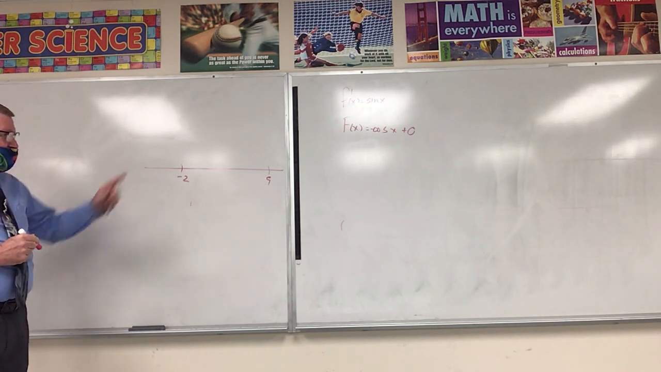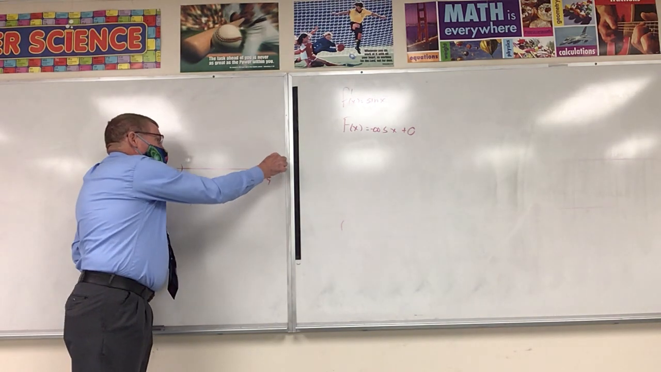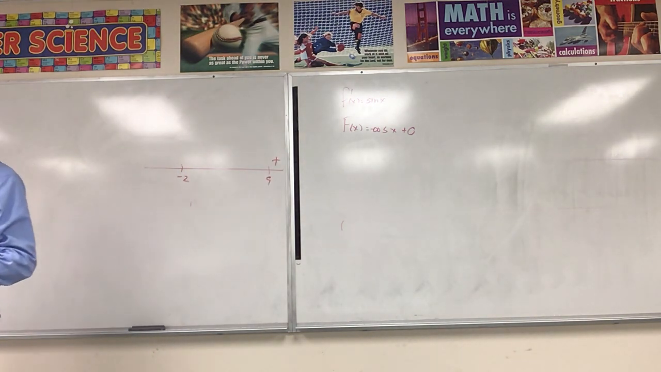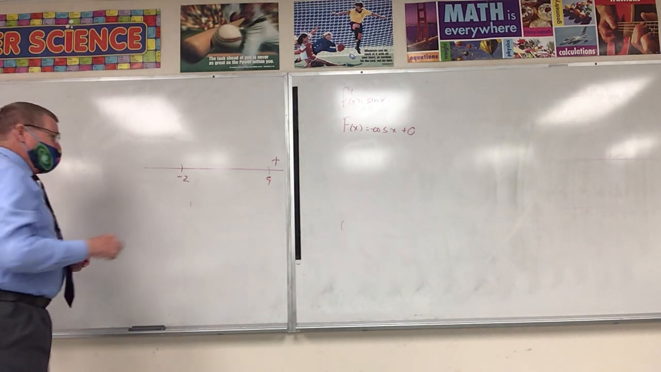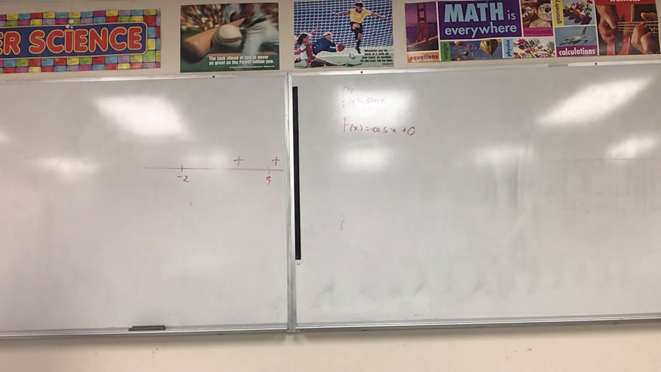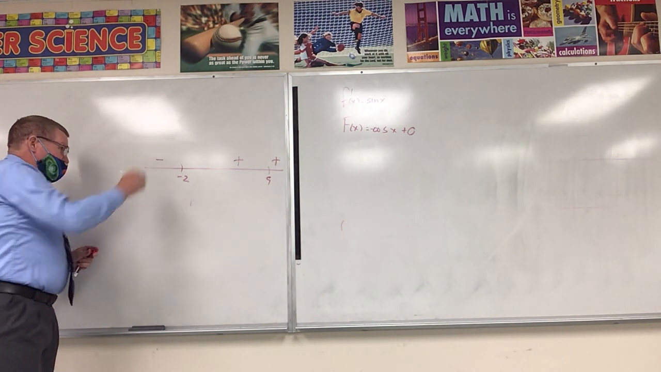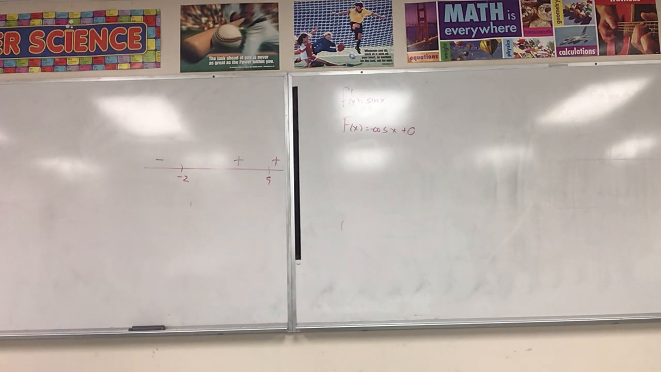Okay? So if I pick a number bigger than 9, what kind of answer do I get? Positive. What's going to happen at 9? Is it going to cross or touch? Touch. So after 9, it's going to be positive. What's going to happen at -2? Cross or touch? Cross, so therefore it would be negative. All right, there's my sign chart.